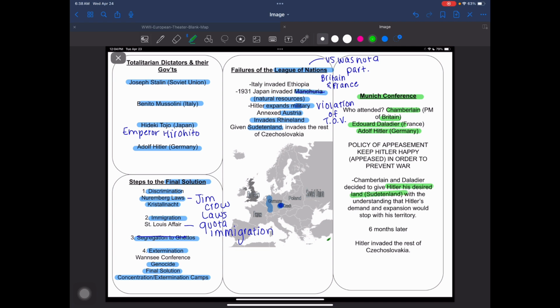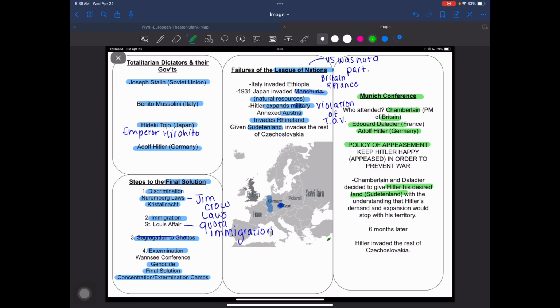That if he was given the Sudetenland and he was given those German-speaking people, previous German citizens back, that he would be satisfied. So, Britain and France, Chamberlain and Daladier, they follow, and this is so very important, a policy of appeasement.